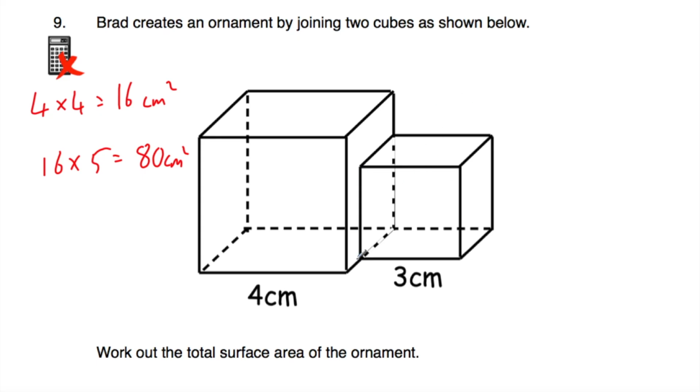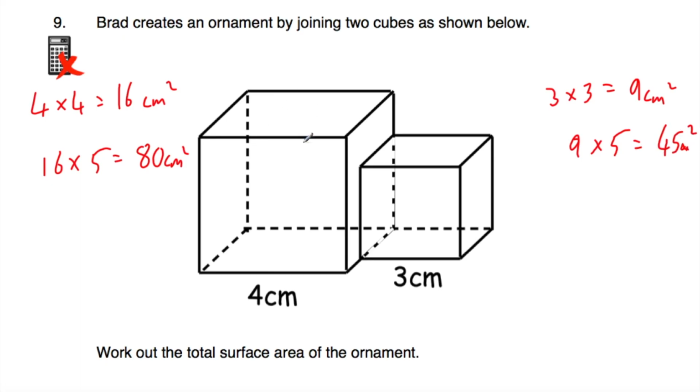Okay, now let's look at the smaller one. Let's consider the face at the front of the smaller cube. It's a 3 by 3 square, and 3 times 3 is equal to 9 centimeters squared. So the area of the front of this cube would be 9 centimeters squared. The back of the cube would be 9, the right hand face would be 9, the base would be 9, and the top of the cube would be 9 centimeters squared. So there's 5 complete faces of this cube on the surface of this ornament. So 9 times 5 is equal to 45 centimeters squared.